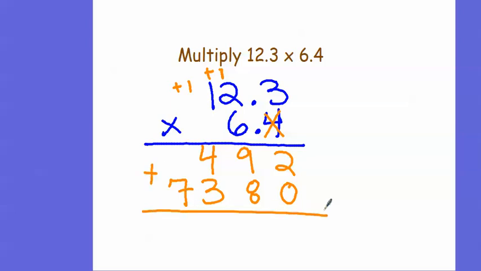Starting over here, we've got 2 plus 0 is 2. 9 plus 8 is 17. Write the 7, carry the 1. 4 plus 3 is 7. Plus 1 is 8. Nothing plus 7 is 7.